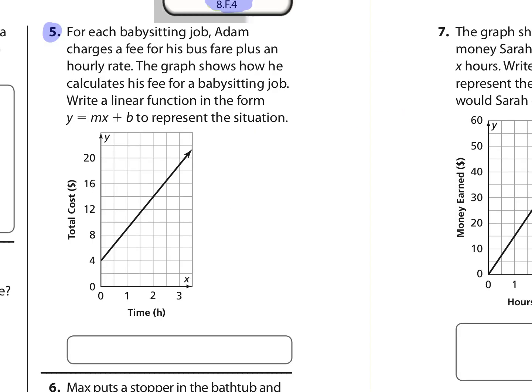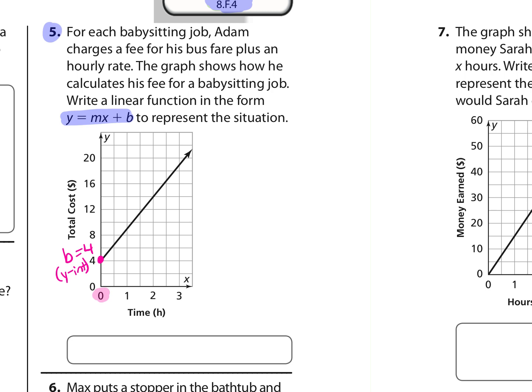Number 5. For each babysitting job, Adam charges a fee for his bus fare plus an hourly rate. The graph shows how he calculates his fee for a babysitting job. Write a linear function in the form of y equal mx plus b to represent the situation. So let's just go ahead and find out what m and b are. b is where x is 0. So that's the y-intercept. So b is 4. We know that's called the y-intercept.